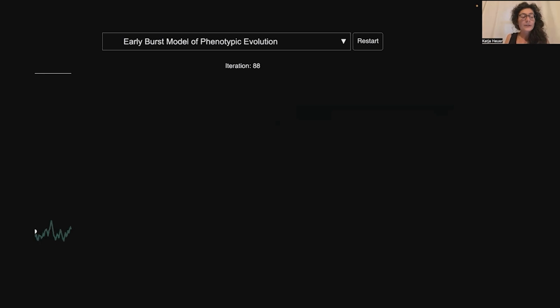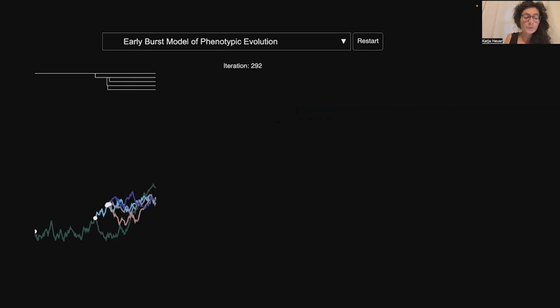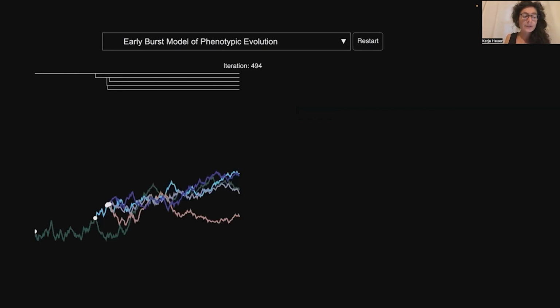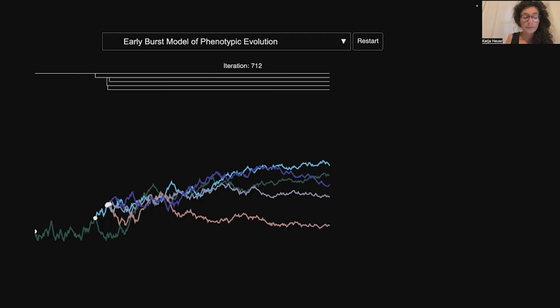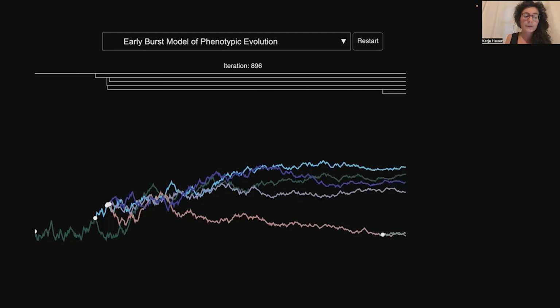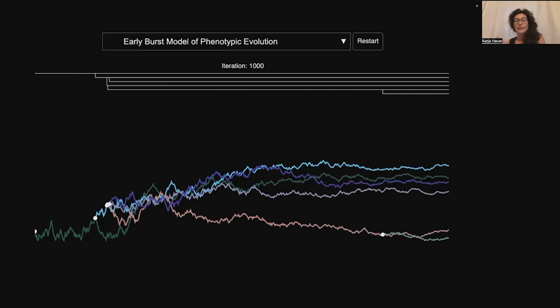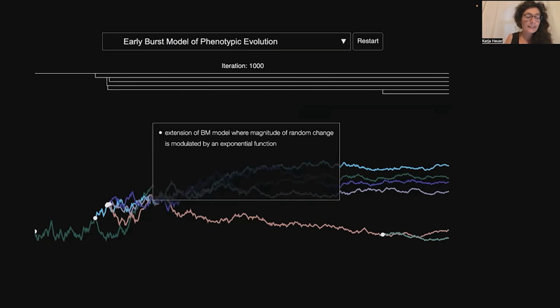And finally, the early burst model. It assumes an initially fast rate of phenotypic change during the time that a new adaptive regime is first invaded, early in a clade's history, which then later slows down. And it's also called the accelerating-decelerating model, and it's an alternative extension to the Brownian motion model, where the magnitude of random change is modulated by an exponential function.